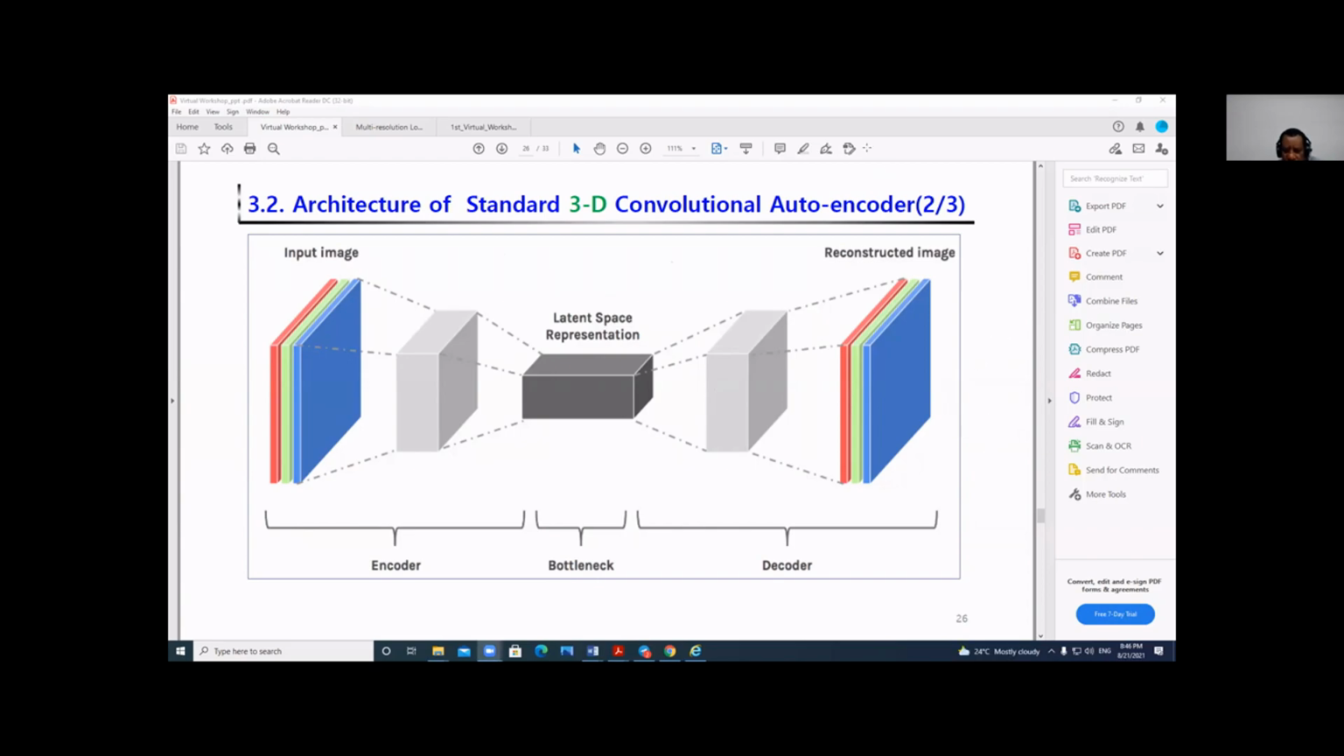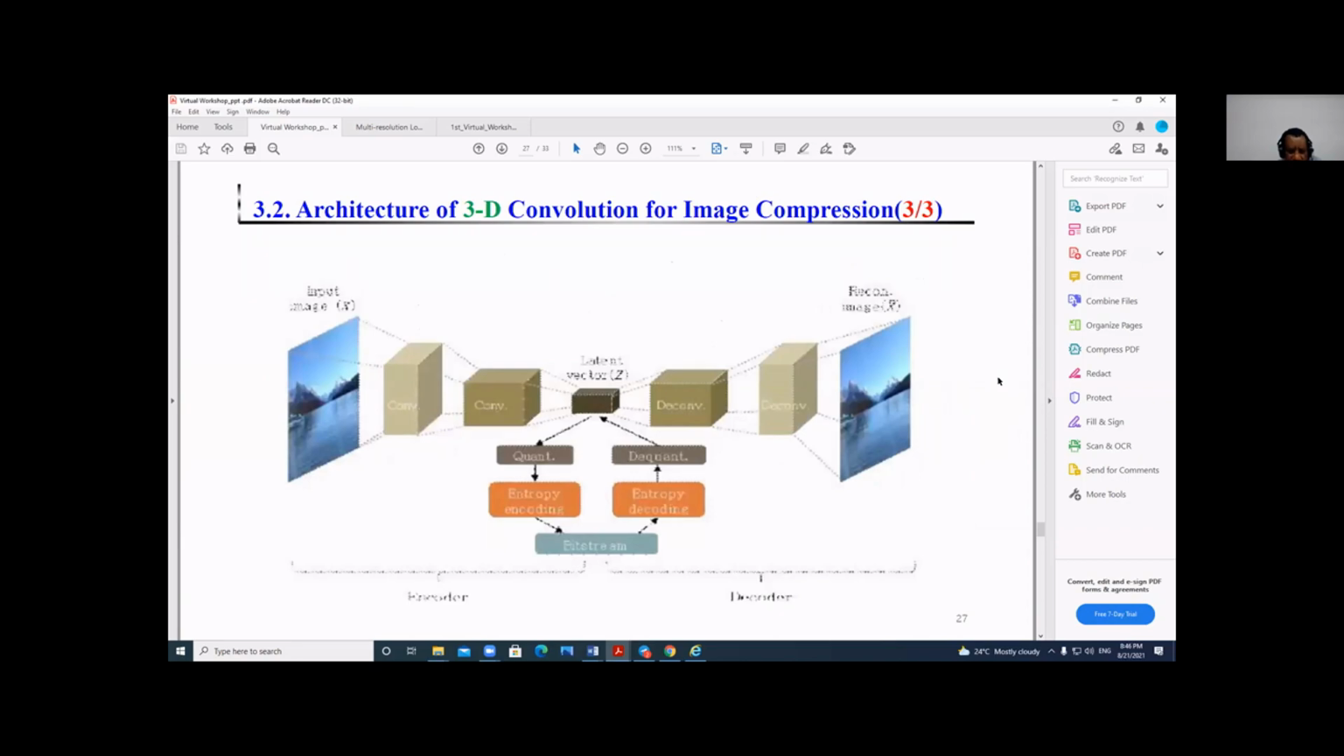We cannot use this directly, so we will have this module, that means for compression. We'll add this on the standard one. Quantization is there, entropy coding is there. I have already mentioned this concept.